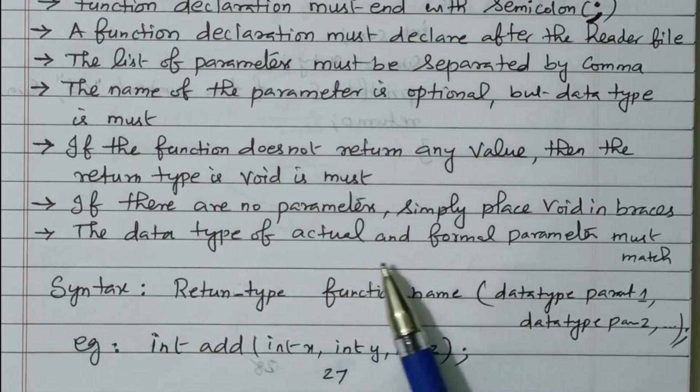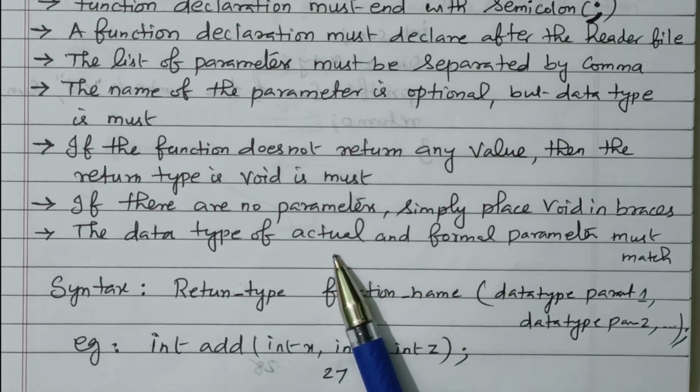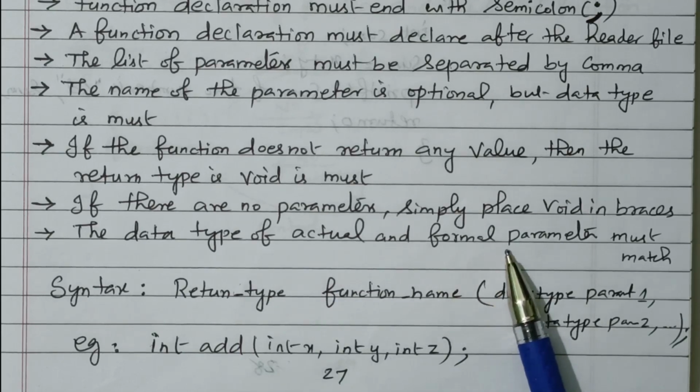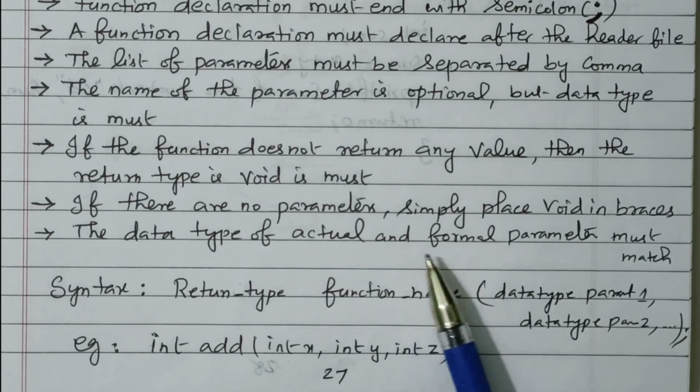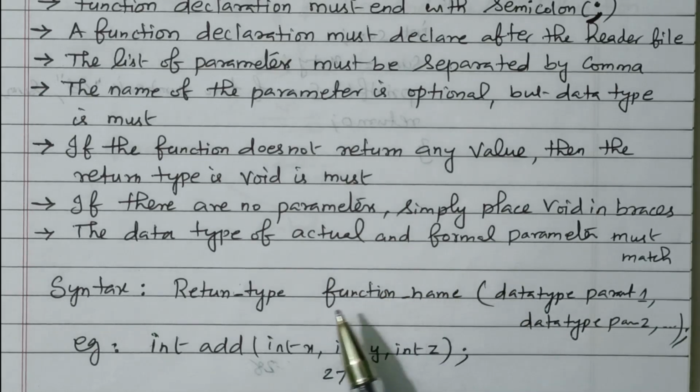Actual parameter means the parameter passing from the main program. Formal parameter means the parameters available in the function declaration. So these two should be matched, right? So we will see the syntax for that.